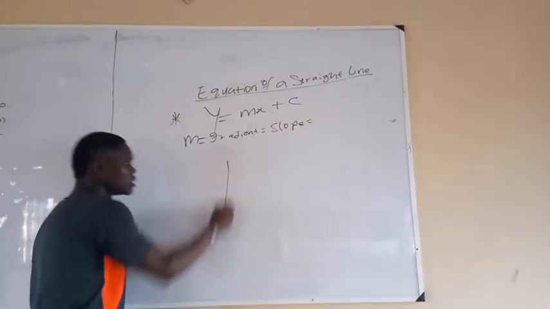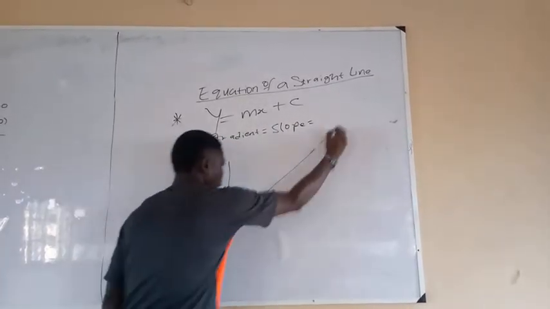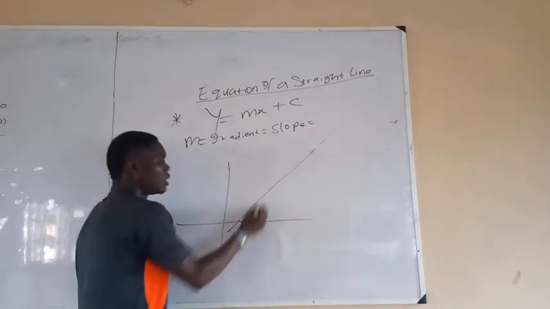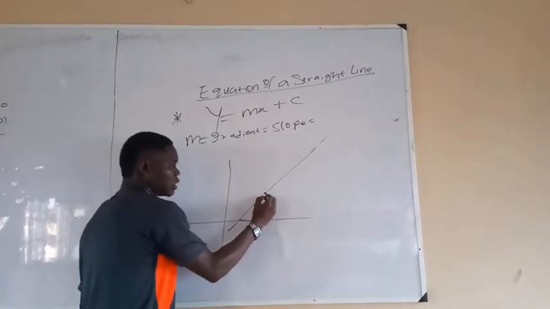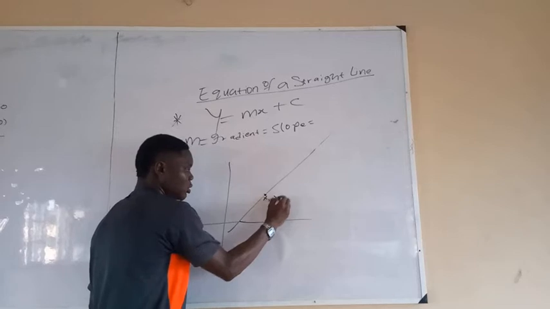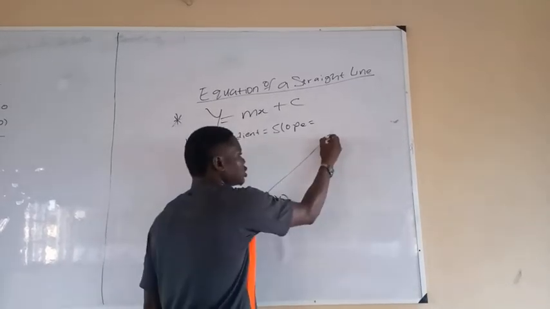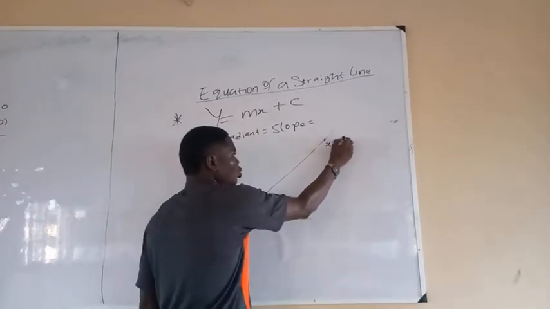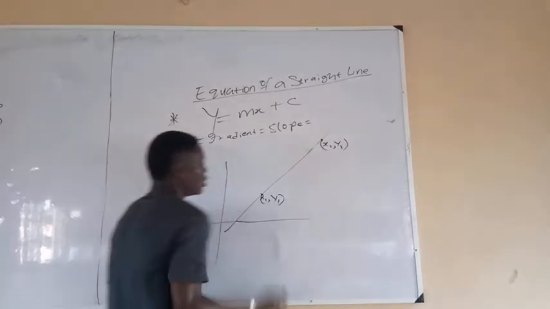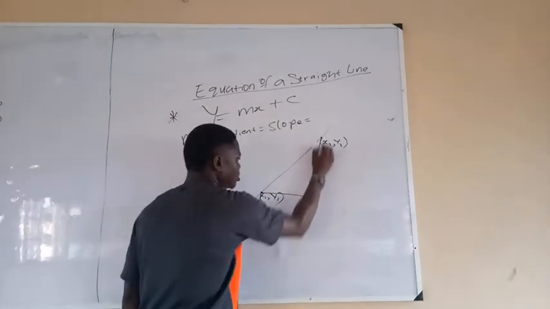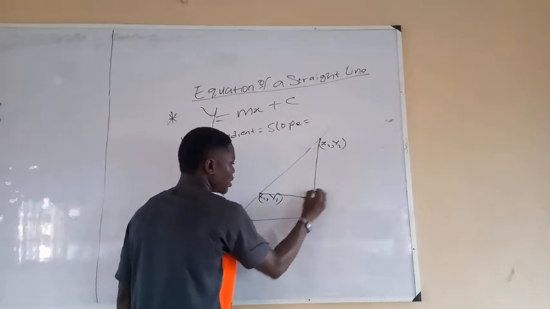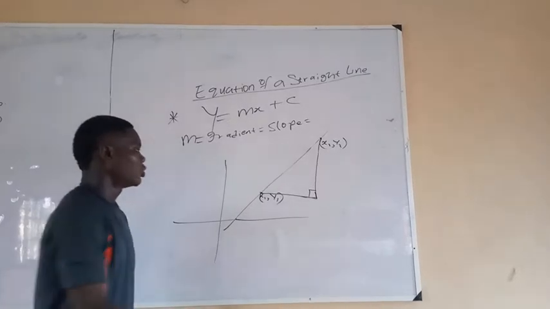Now, let's consider this straight line, and let's choose a point, and let's say this point is x1, y1, and let's choose another point and call it x2, y2. And I will draw a triangle like this to show you what I mean by gradient.